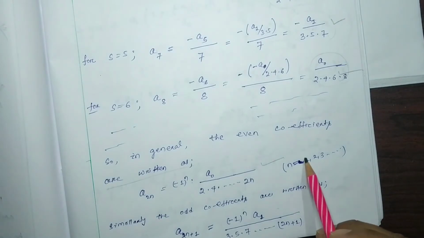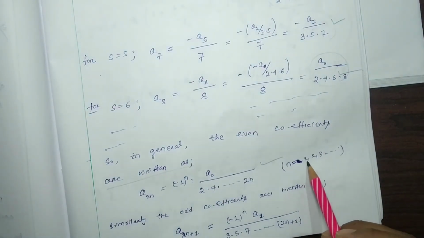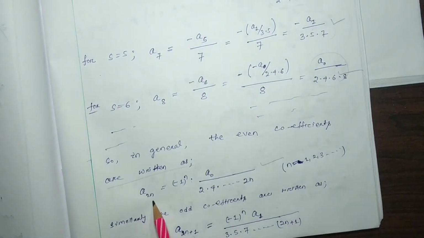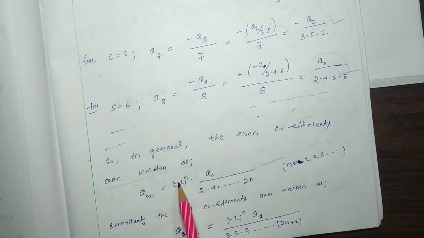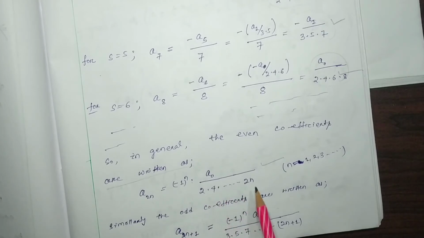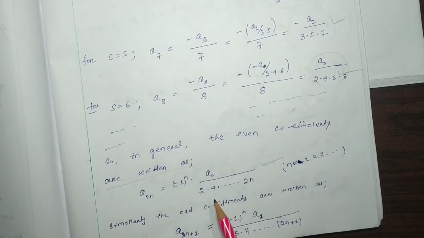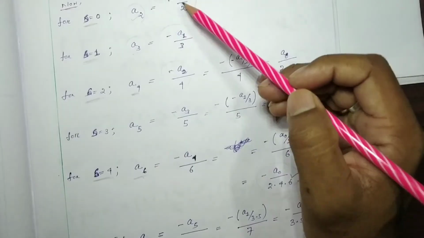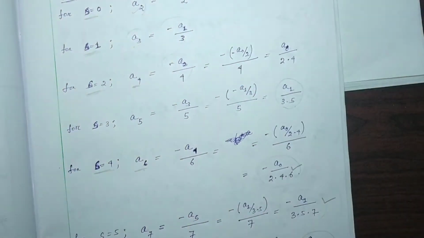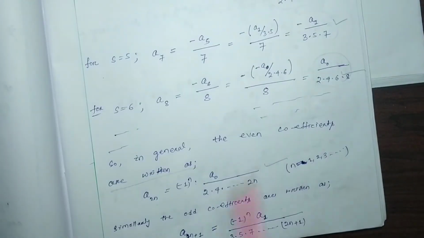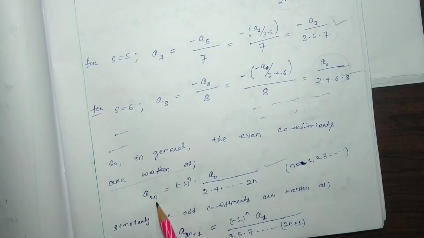So first, if we are going to consider n equal to 1, then a2 will be equal to minus 1 to the power 1, that means minus 1, a0 by 2 into n, that means 2 into 1, that is 2. So minus a0 by 2. Likewise, other terms can be determined. This is, in general, how a2n has been written.